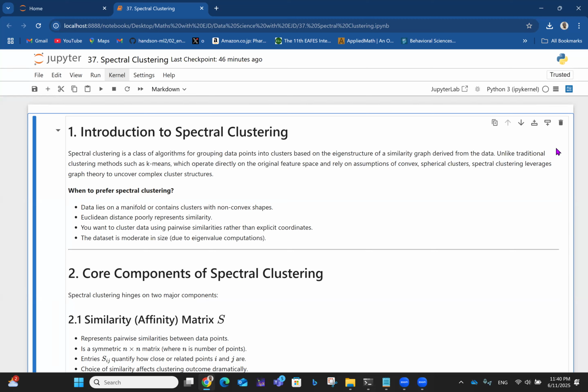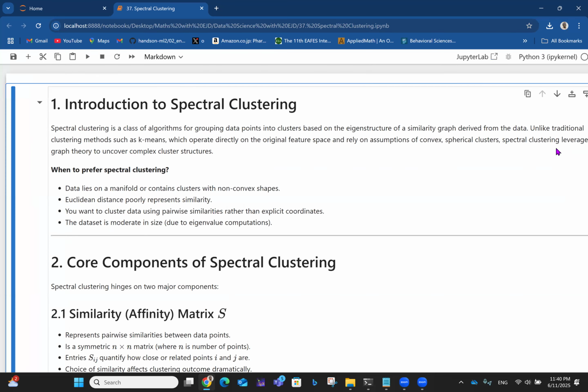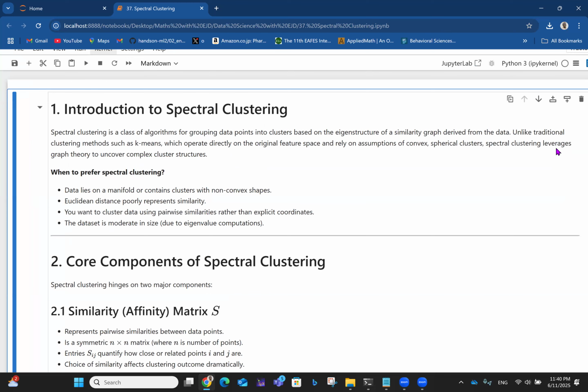Unlike traditional clustering methods such as k-means, which operate directly on the original feature space and rely on assumptions of convex spherical clusters, spectral clustering leverages graph theory to uncover complex cluster structures. You discover that for every other clustering we consider, we always have to refer to k-means. K-means is a kind of baseline, the most basic form of clustering you can have. So we have some sophistication, if you like, as far as spectral clustering is concerned.